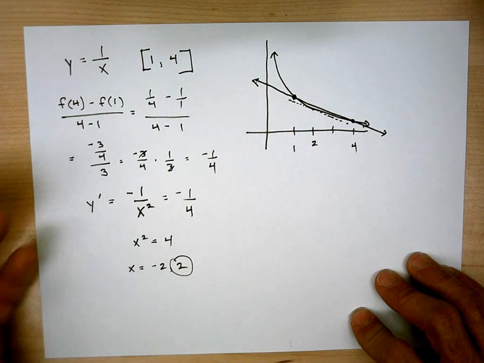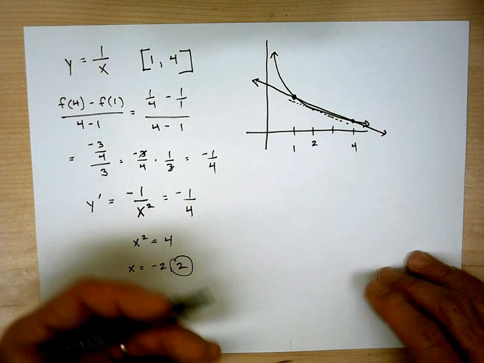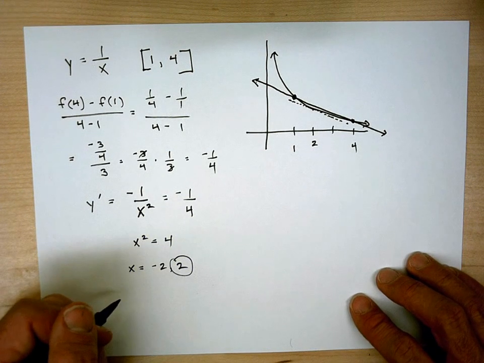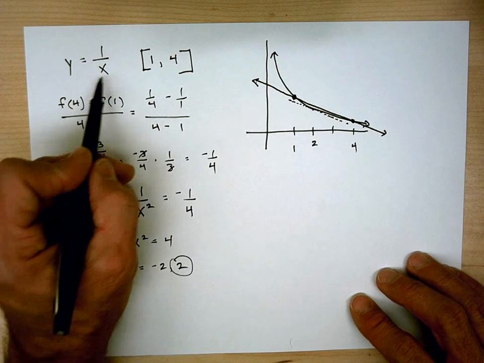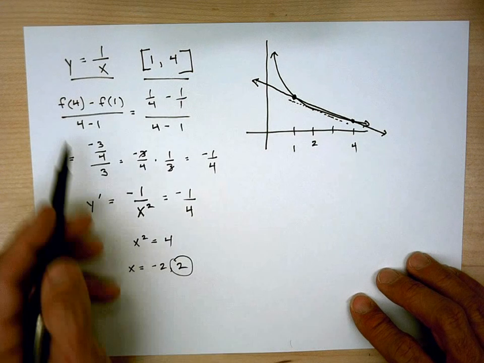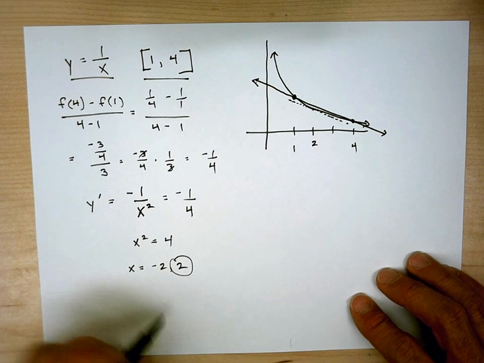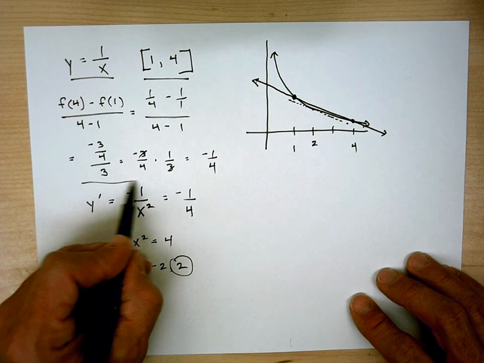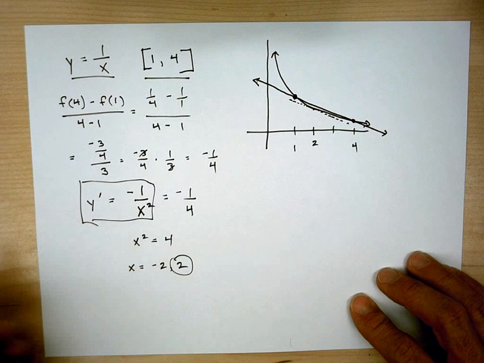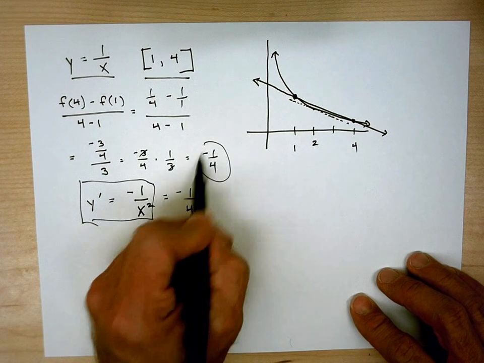So that's an example. It's more kind of seeing what the mean value theorem means and how you might be asked to use it. You might be given a function and an interval and asked to find the value of C for which the slope of the tangent line is equal to the slope of the secant line.